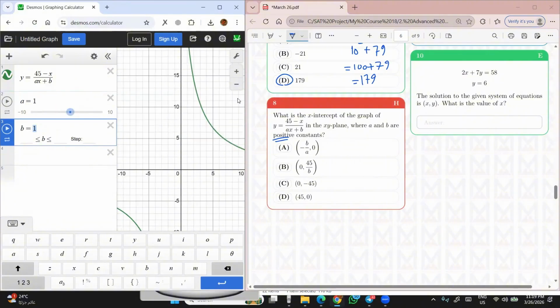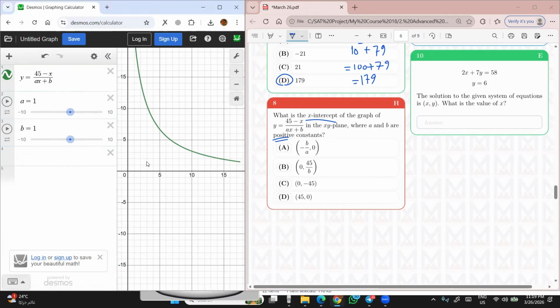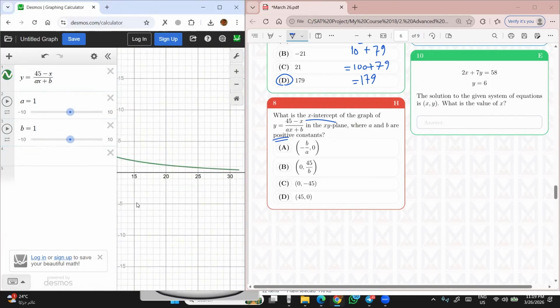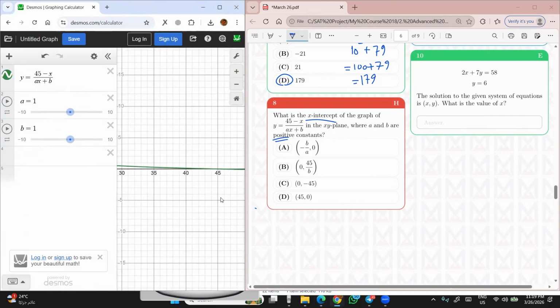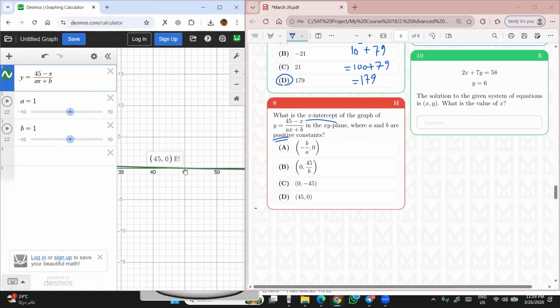Just click on this and see what the question is asking about. About the x-intercept, which means this point right here. You just move this way and then click here. You can find it very clearly. 45 and 0. What happens if we increase the value of A or increase the value of B? Increasing is okay. You get the same answer.